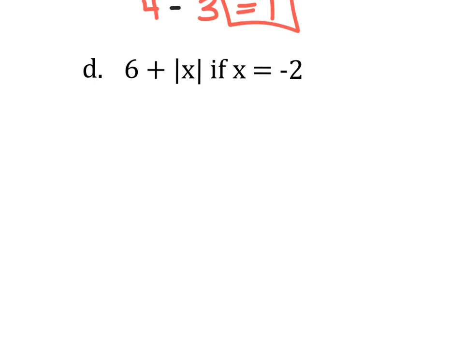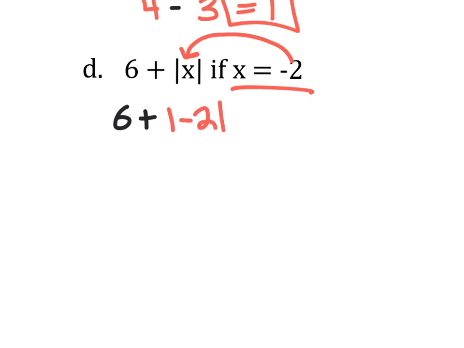Okay, for letter D, we have 6 plus the absolute value of x if x equals negative 2. Before we solve, I am going to replace my x with a negative 2. So I'm going to rewrite the problem. Okay, the absolute value of negative 2 is a positive 2. And 6 plus 2 is 8.